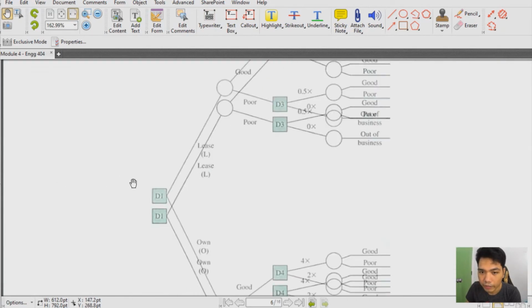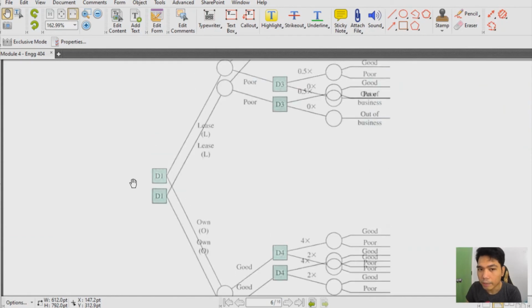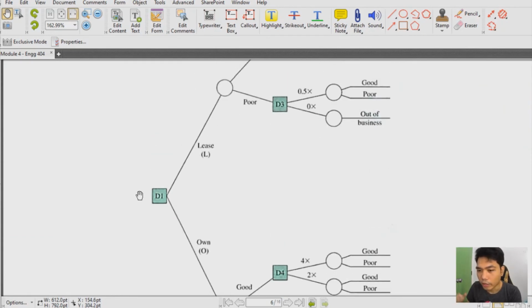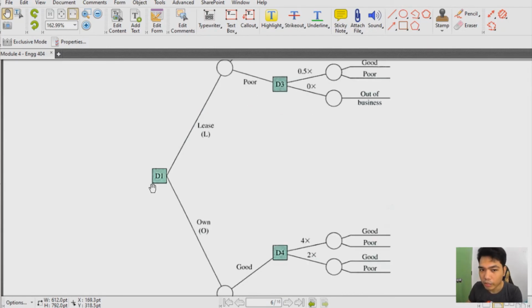So, dito natin ngayon tingnan para mas magets natin. Di ba sabi natin doon sa unang kwento, the choice is to either lease or to own your company, or own na lang yung available na parang lot. So with this, that's your first decision sa company. So that's your D1. And then it will diverge into lease and own. So doon tayo magbe-base ngayon kung ano yung mangyayari.